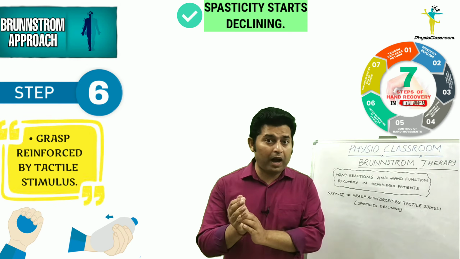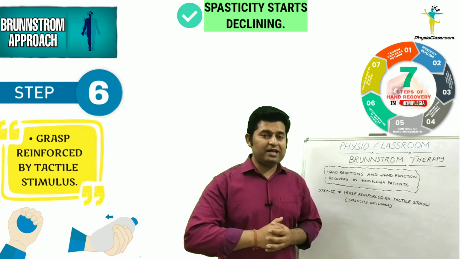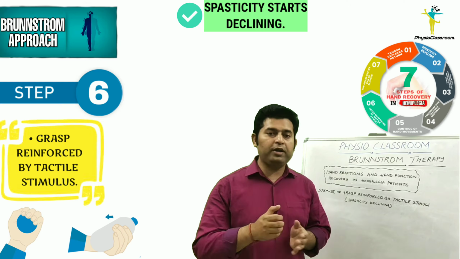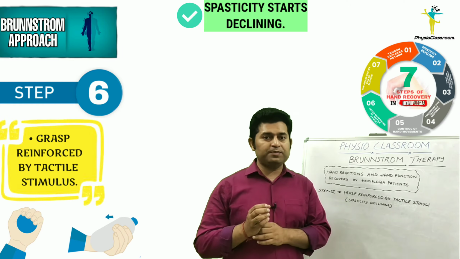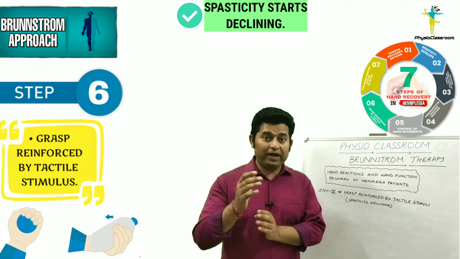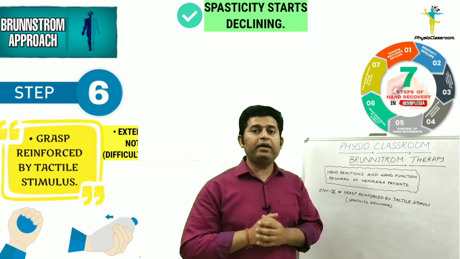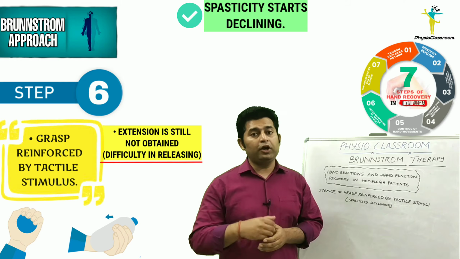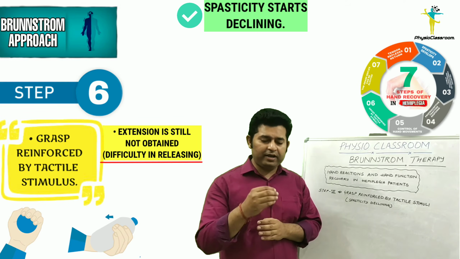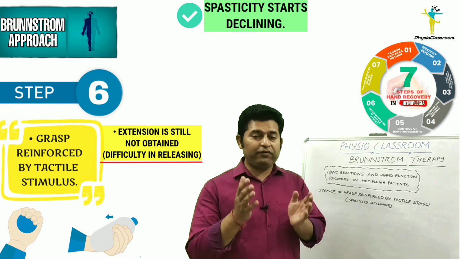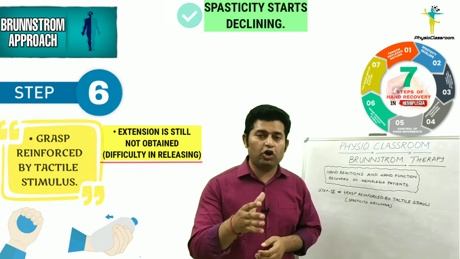In step 6, the spasticity starts declining and the patient's grasp is greatly reinforced by a static tactile stimulus in the palm of the hand. So in this stage, the hemiplegic patient is able to produce a strong flexor grasp from the hemiplegic hand when a tactile stimulus is given on the palm. However, the patient is still unable to control or facilitate the extensor movements and finds it difficult to release the object.